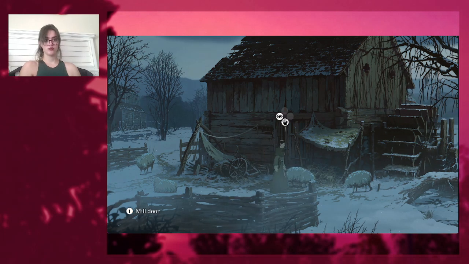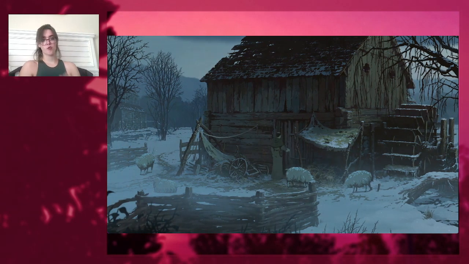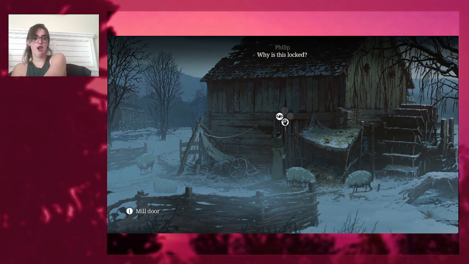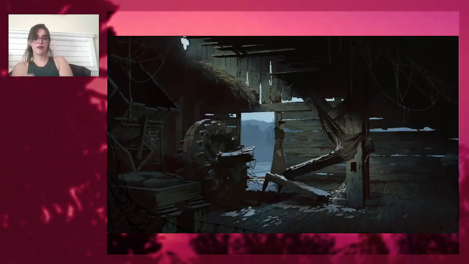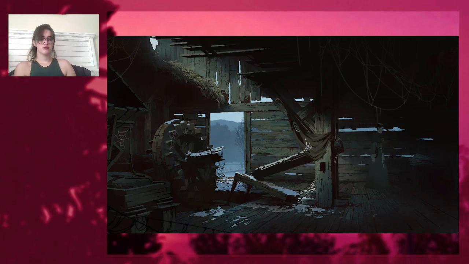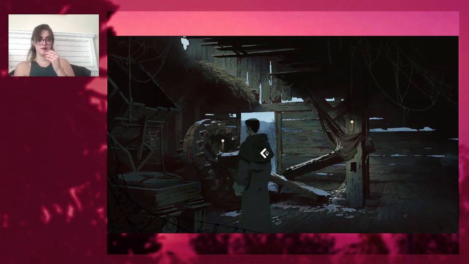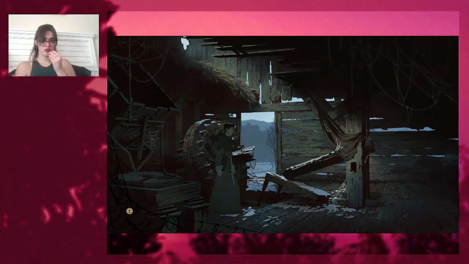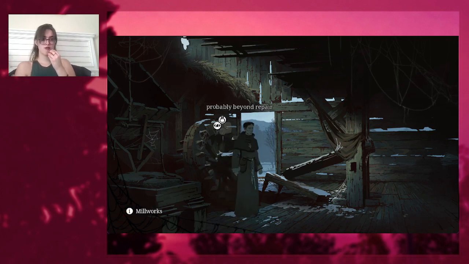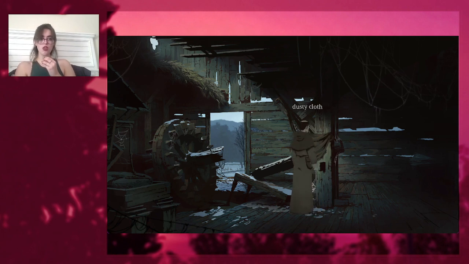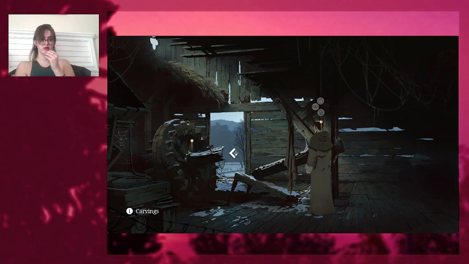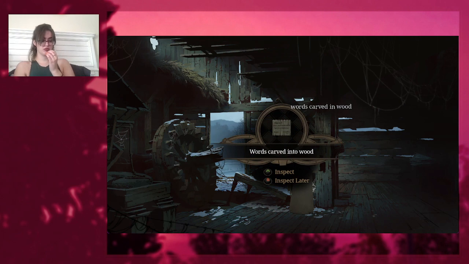The sheep. Thanks. Why is this locked? We have some keys, though. Okay. Beyond repair. Words. Inspect.